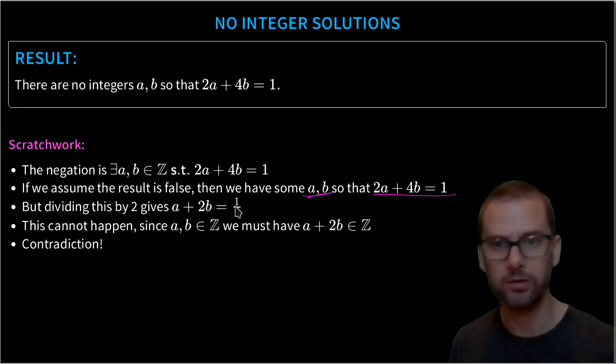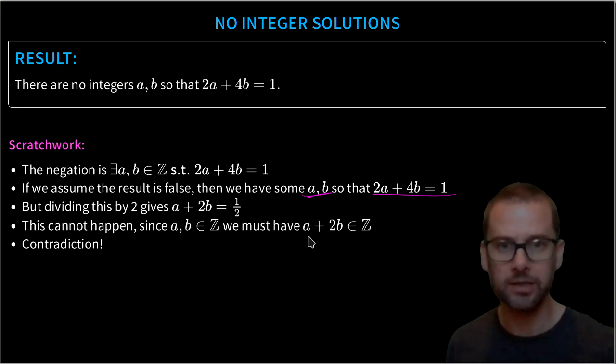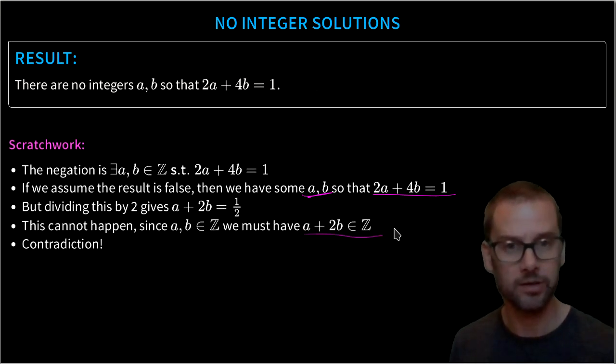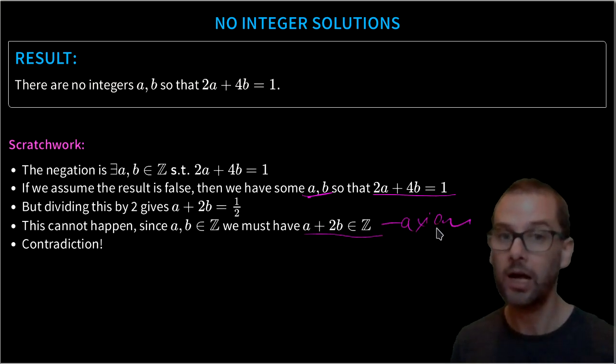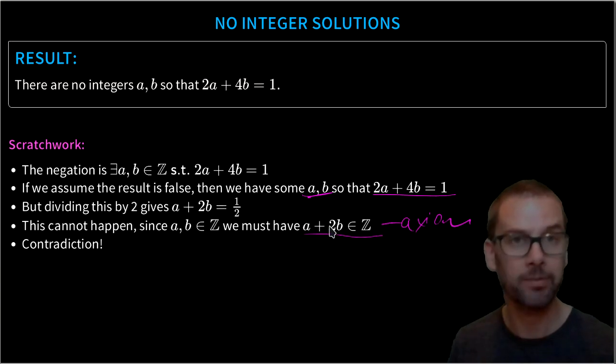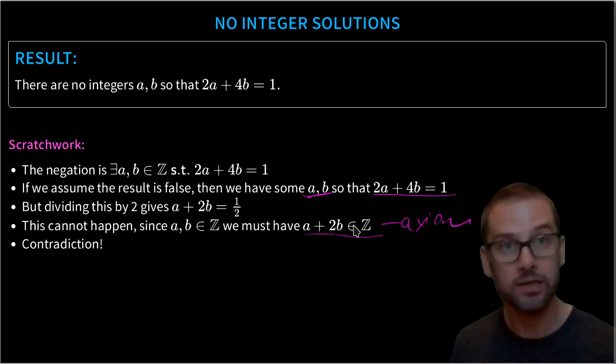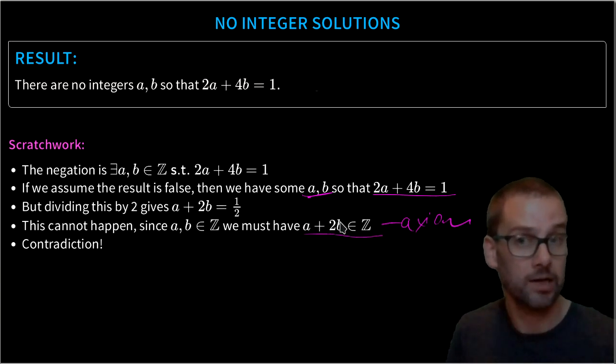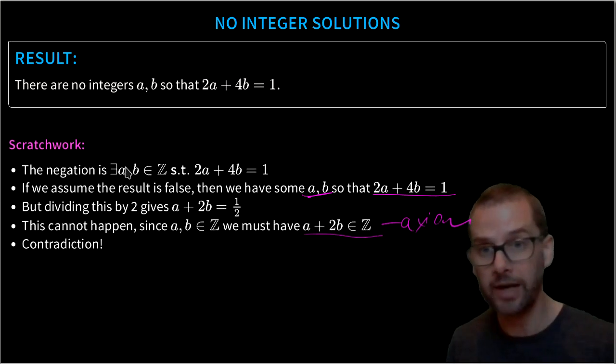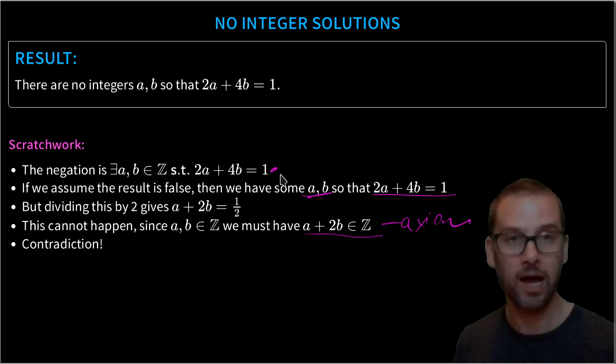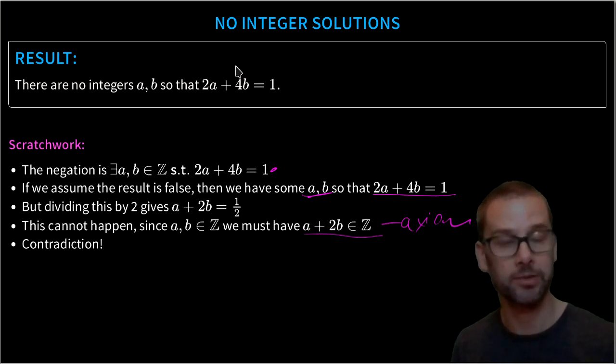To write that down a little more carefully: since a and b are integers, a plus 2b must be an integer. That was an axiom that we had earlier on in the course about integers. So this cannot happen at the same time, because this is not an integer and this is an integer. It's a contradiction, so we know the negation cannot happen, and the original statement must be true.